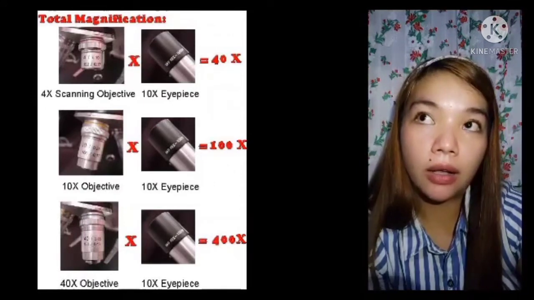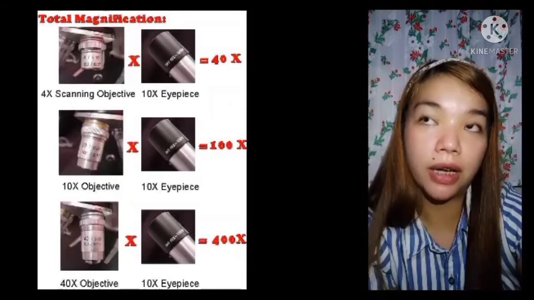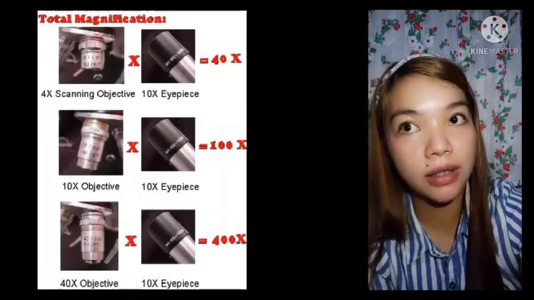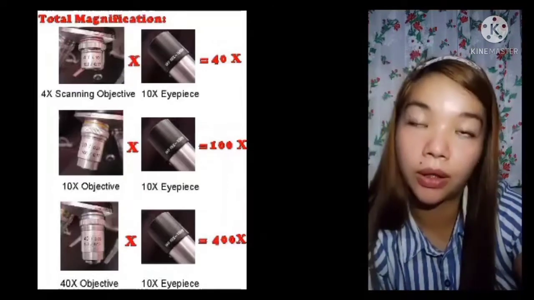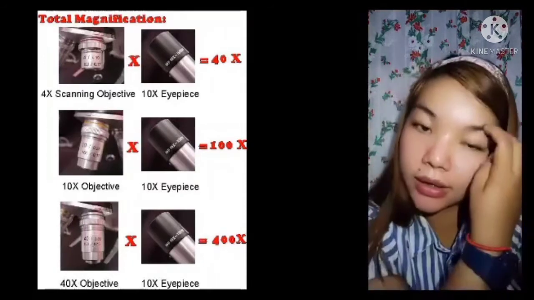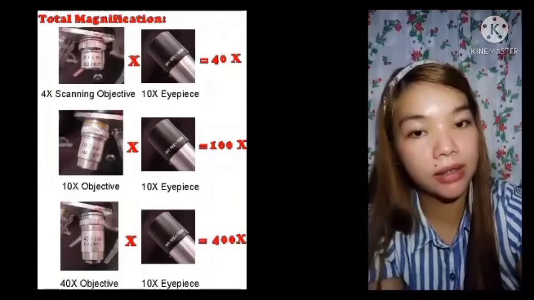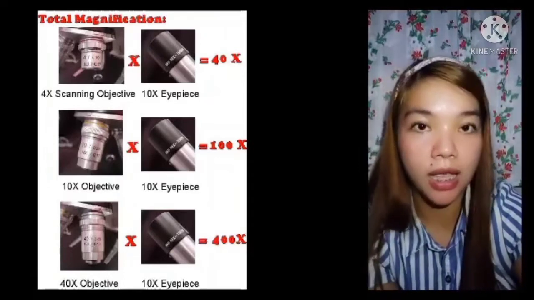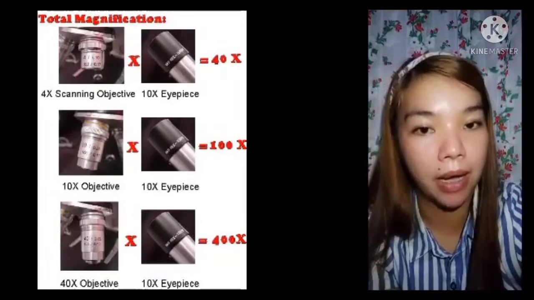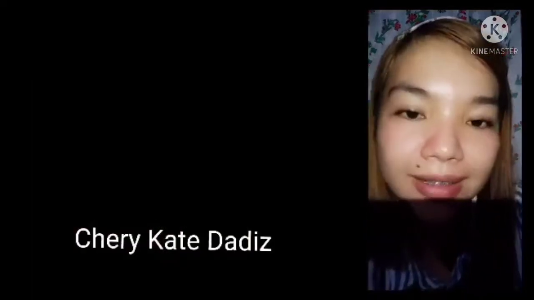And also we have the high dry. For example, the high dry has its eyepiece power of 10x as usual, multiplied by 40x, and 10x multiplied by 40x equals 400x. As easy as that, just multiply the eyepiece power and the objective power, so you will have the total magnification. That's all. Thank you.